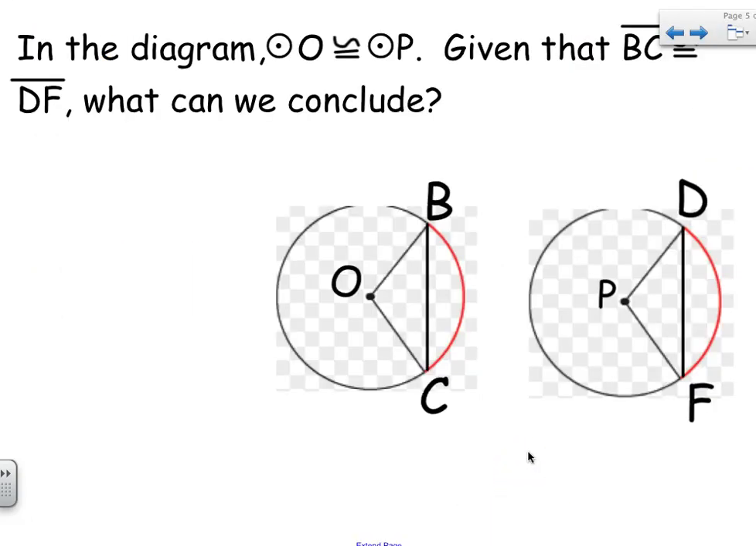All right. So in this diagram, I know that circle O is going to be congruent to circle P. And if I tell you that BC is congruent to DF, what all can you tell me? So based off of that information, what marks can you make? So go ahead and make those marks and write those statements. So press pause and try those.